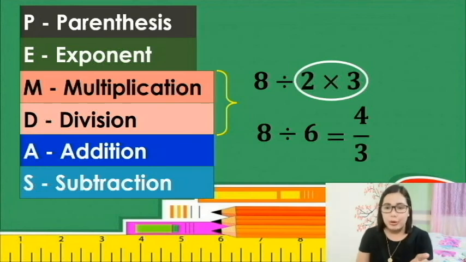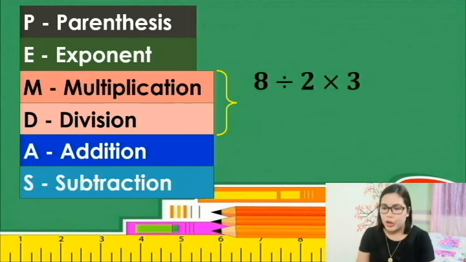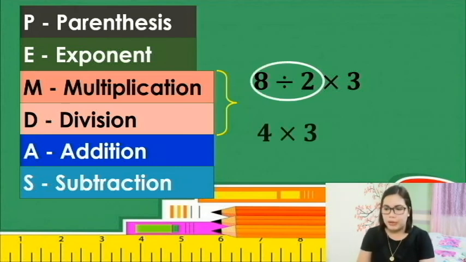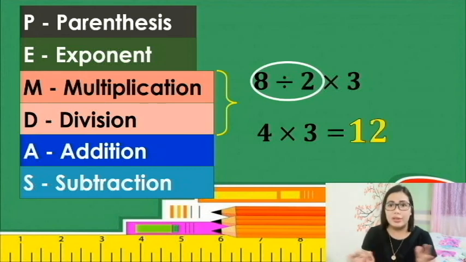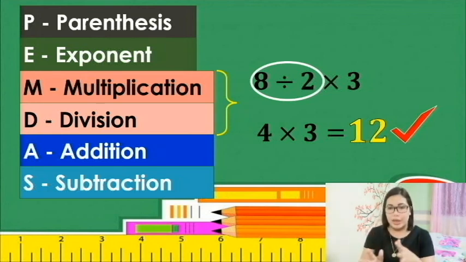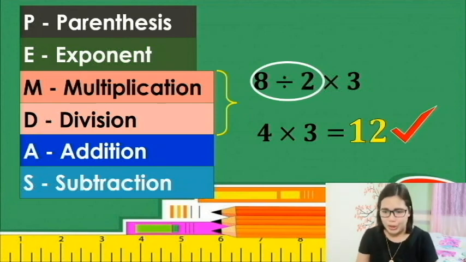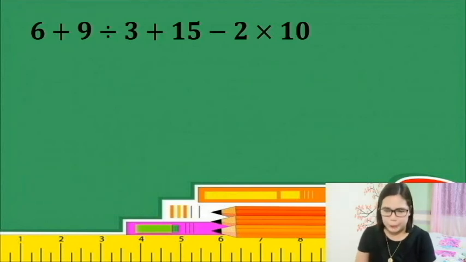Now, what happens if we divide first, then multiply? Because the division sign comes first, before the multiplication sign. So, you have 8 divided by 2. 8 divided by 2 is 4. So, you now have 4 times 3. 4 times 3 is equal to 12. See, there is a big difference, and 12 is the correct answer. 4 thirds is quite far, right? That is how important it is to remember the order in mathematical operations.